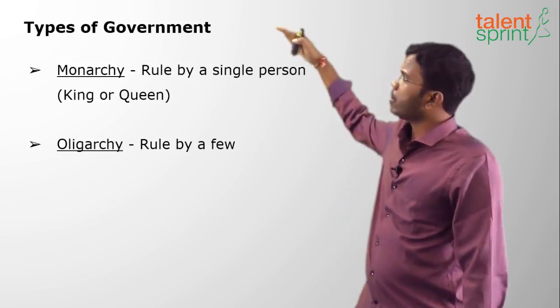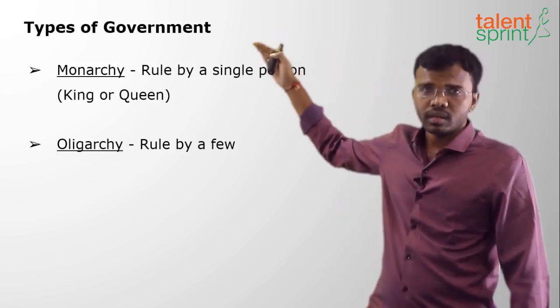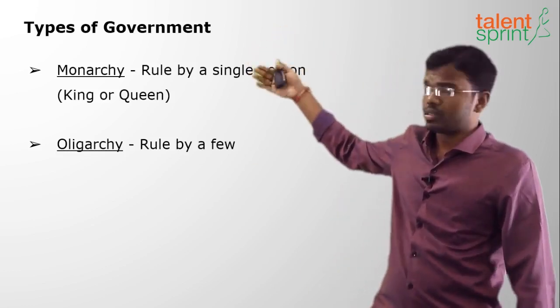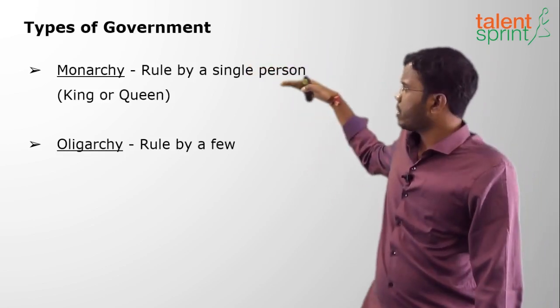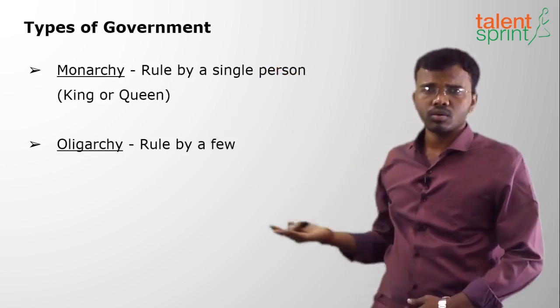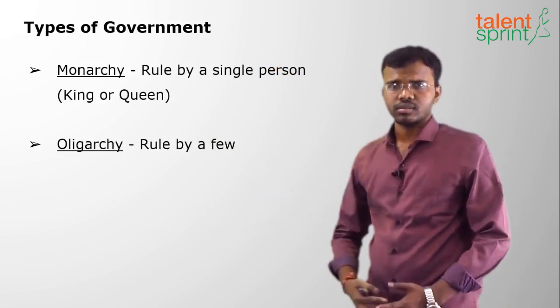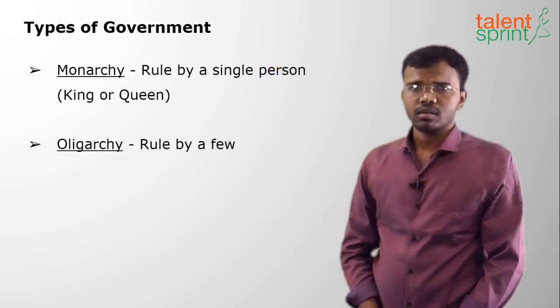What is the best example for monarchy? Britain. Britain is a constitutional monarchy. Saudi Arabia is a total monarchy. Next, the best example for oligarchy is North Korea. Russia as well, right?